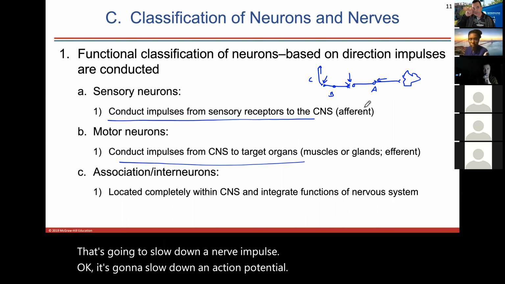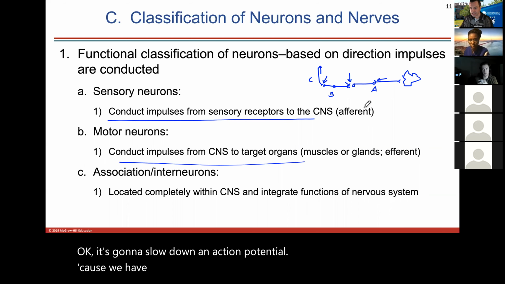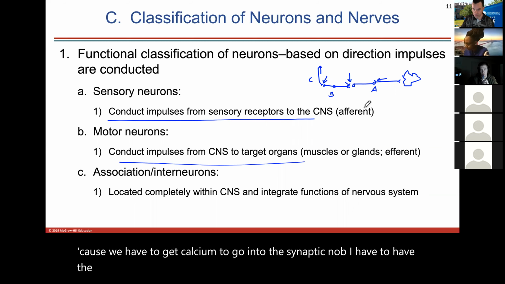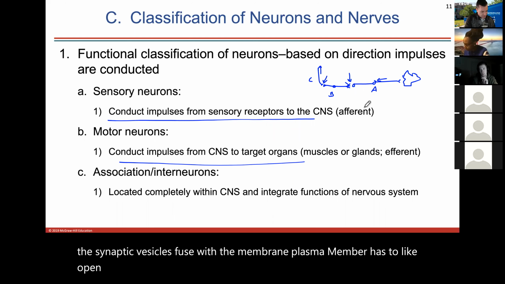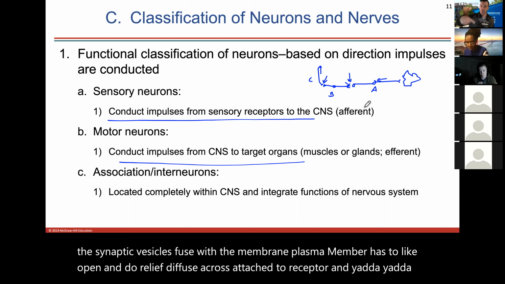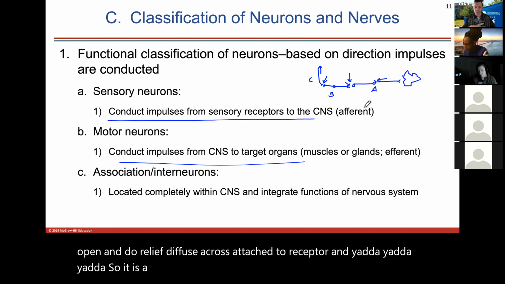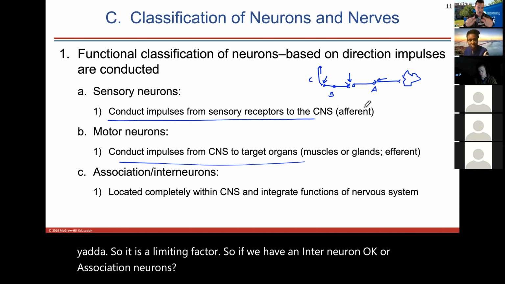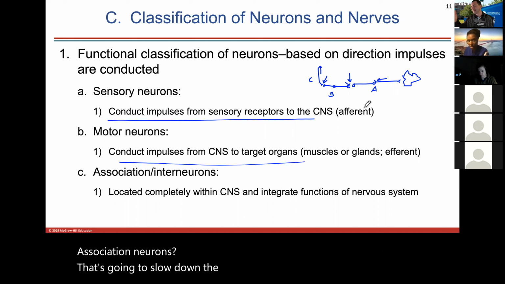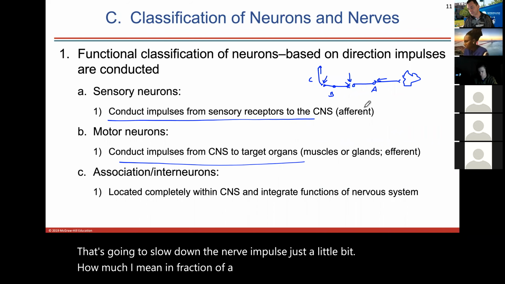Why? Because we have to get calcium to go into the synaptic knob. I have to have the synaptic vesicle fuse with the plasma membrane. It has to open and do all that stuff. Release. So that's why it's kind of slow. Attached to a receptor and so on. Okay. So it is a limiting factor. So if we have an interneuron, or association neurons, that's going to slow down the nerve impulse just a little bit. How much? A fraction of a second. Is that a lot? Not really, but it is a delay.